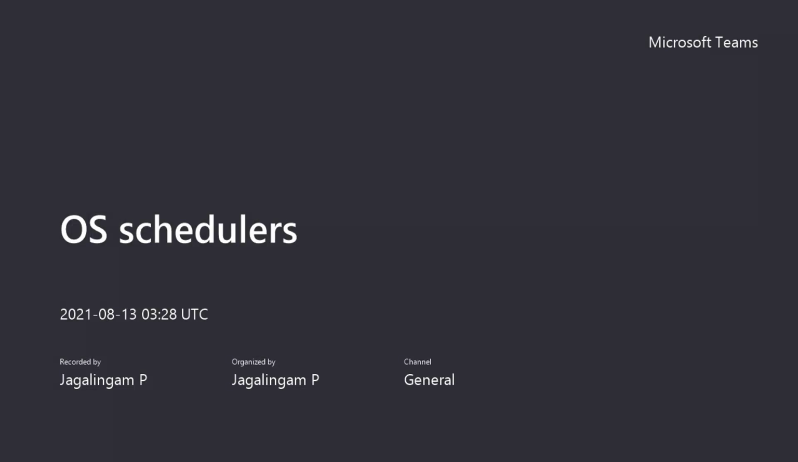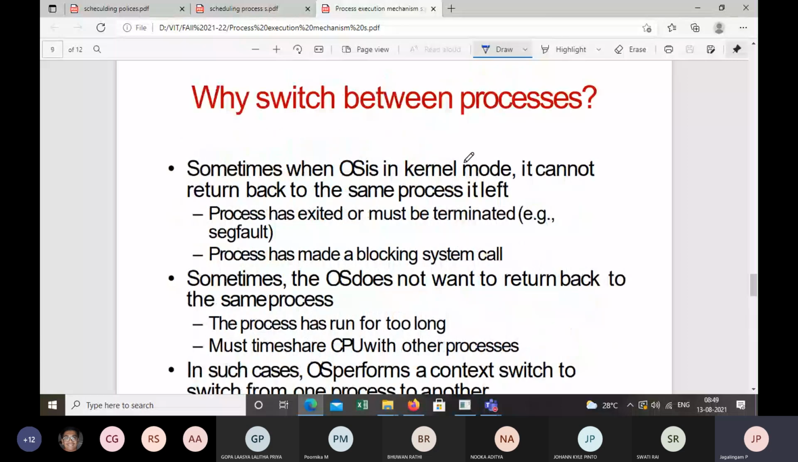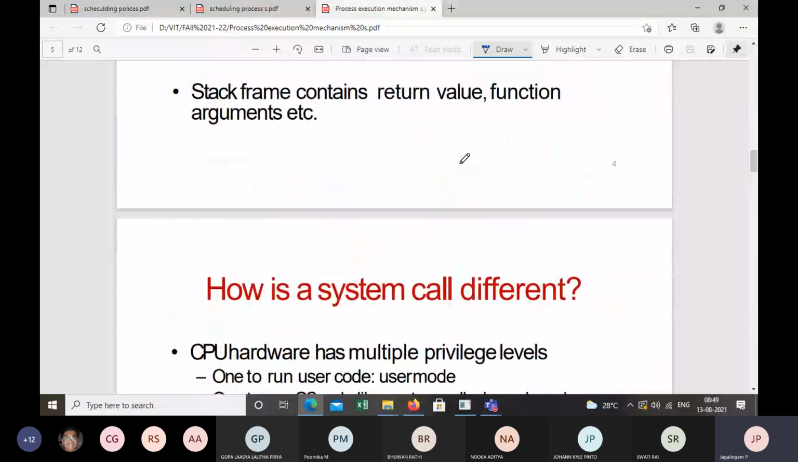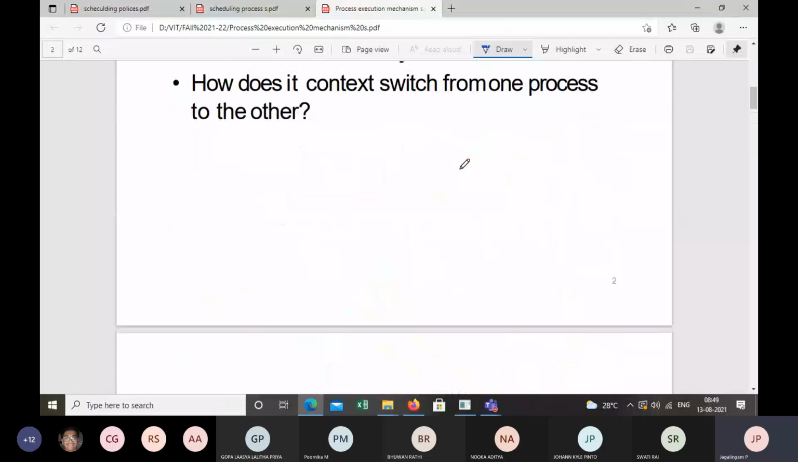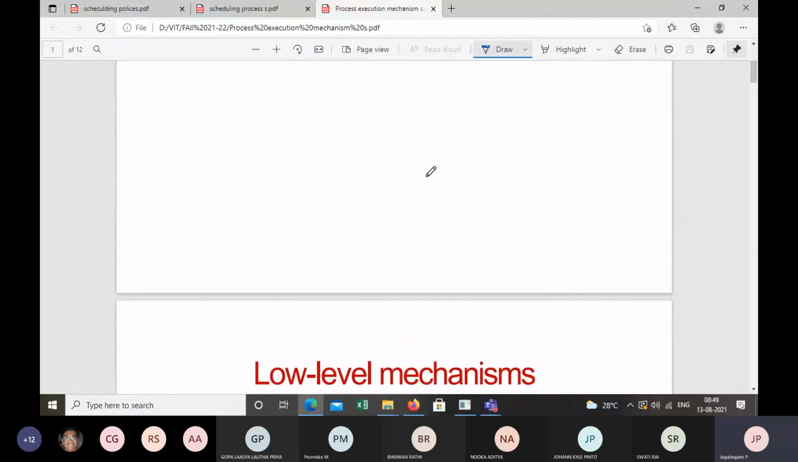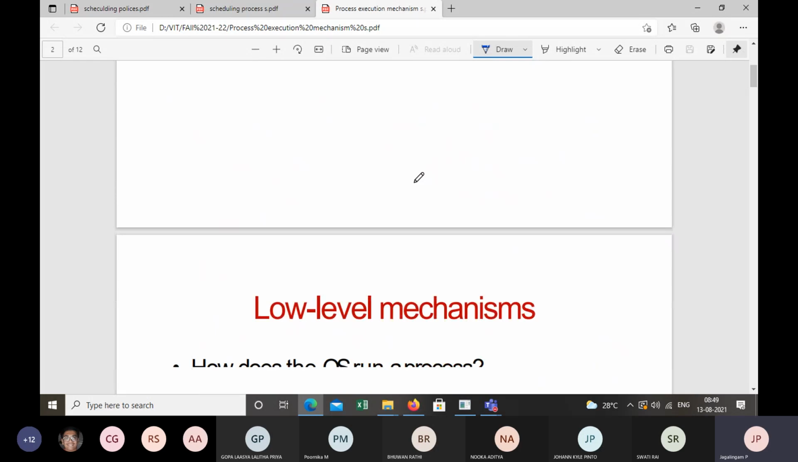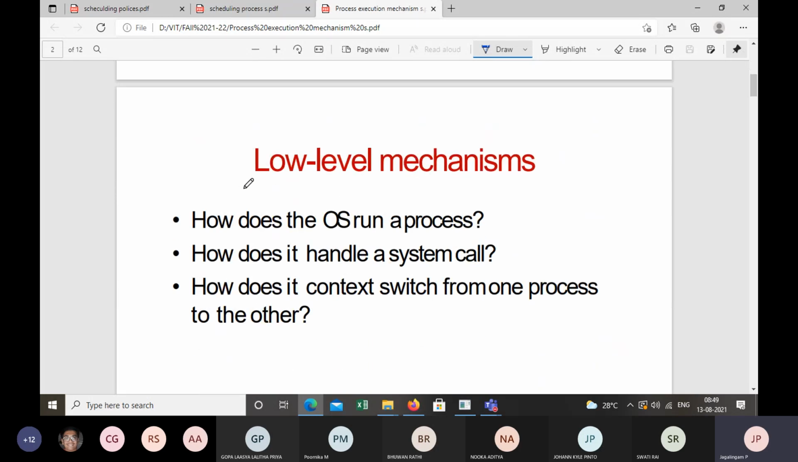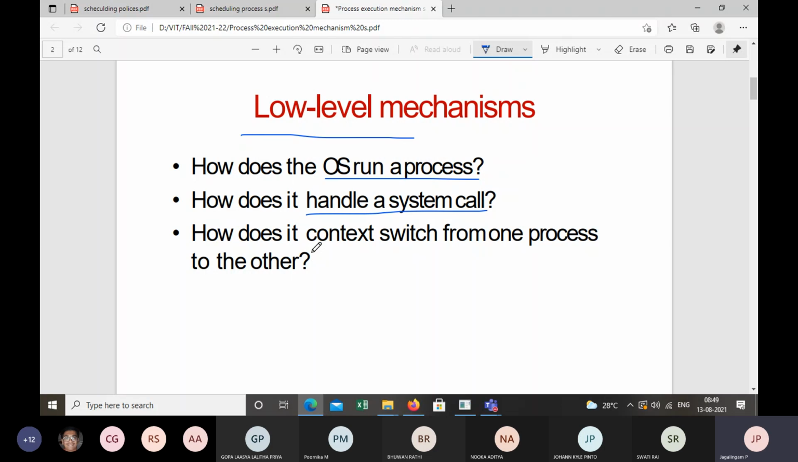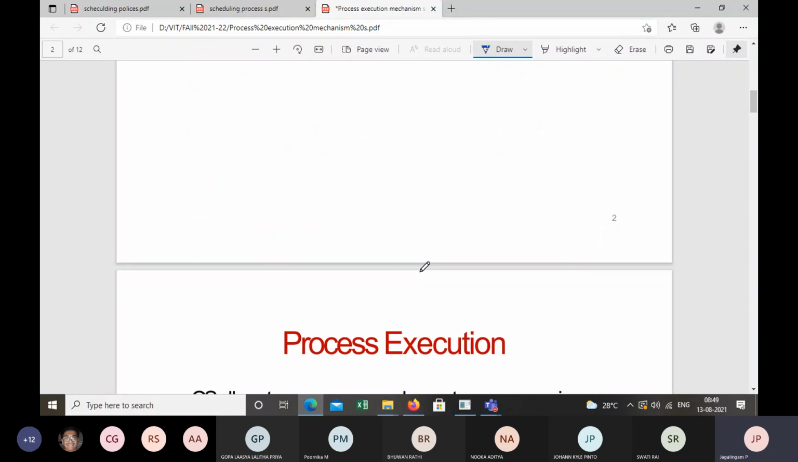Let us try to understand what is operating system scheduler. Before that, let us try to recall what we discussed in the last couple of classes. We tried to understand the execution of a process, right? In particular, we tried to understand the low-level mechanisms of how the operating system runs a process, what happens when the user makes a system call, and what happens when the CPU changes from one process to the other process. That is, we tried to understand what is context switch, right?